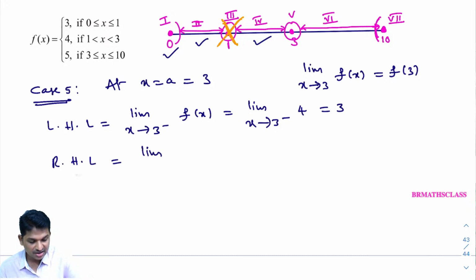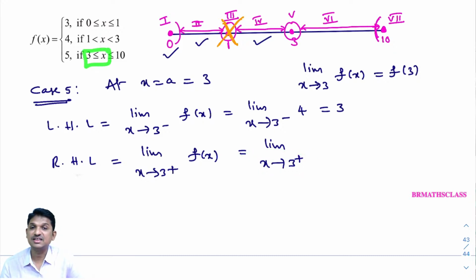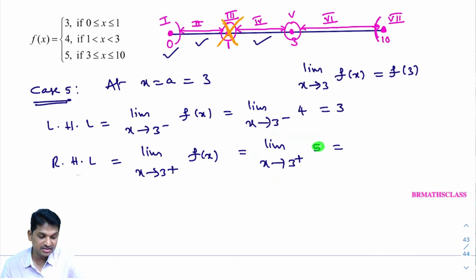Okay, limit as x approaches 3 from the right of f of x. X approaches 3 from the right means all x values are greater than 3. Here, 3 is less than x means x is greater than 3 only. So when x is greater than 3, which function do we choose? We need to choose 5. So here the function is 5. Now I need to calculate this limit. Direct method. As there is no x here, we will get the answer as 5.